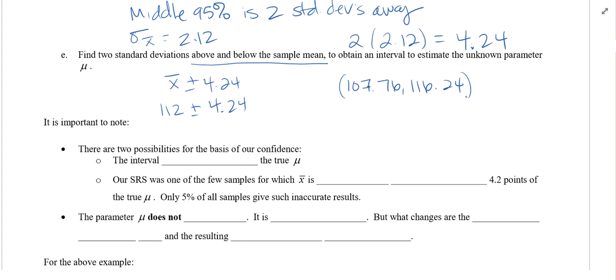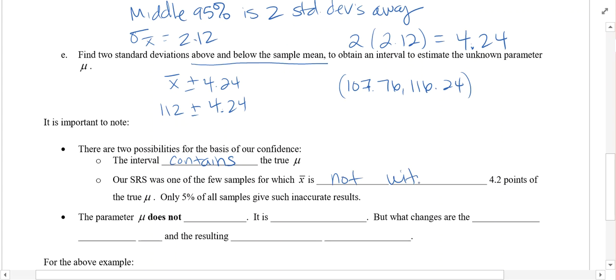Okay, either the interval contains the true mean mu, or our simple random sample was one of the few samples for which x bar is not within 2 standard deviations, so that 4.2 points of the true mean mu. Okay, only 5% of the samples give such an inaccurate result, that we get an x bar that's so far away that when we use it for a confidence interval, we don't capture mu.